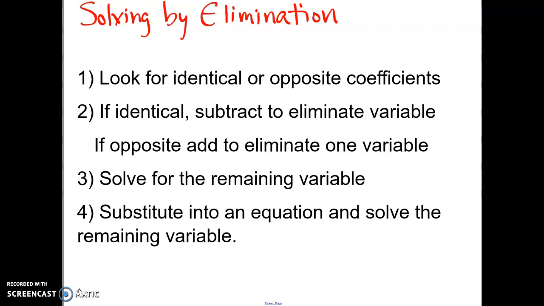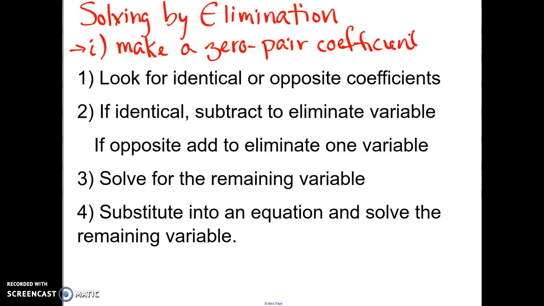Now, I mentioned when we were going through this that all the ones that we worked on that day had these identical or opposite coefficient pairs, right? We call them zero pairs. Today we're going to look at what happens when we don't have them. We're going to add a little step. How do you make a matching pair? You make a zero pair coefficient, is the math way to say it. But it's identical or opposite. So we're going to add that today, and after this lesson, we'll be able to solve any system of equations because we have all the skills required.